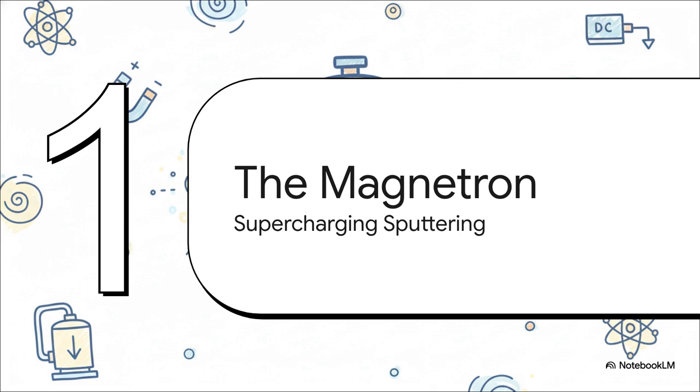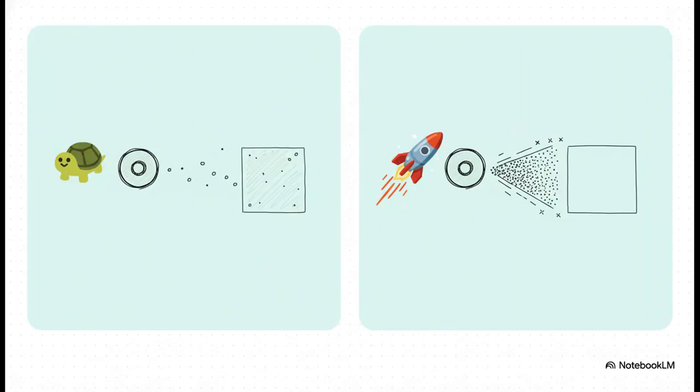And it's all thanks to the incredibly clever use of a magnetic field. And believe me, the difference was like night and day. Over on the left, you've got the old way. Slow, inefficient diode sputtering with really low deposition rates. But on the right, fast, powerful magnetron sputtering with incredibly high rates. This one single change took sputtering from being a pretty limited technique to the industrial standard that we absolutely depend on today.